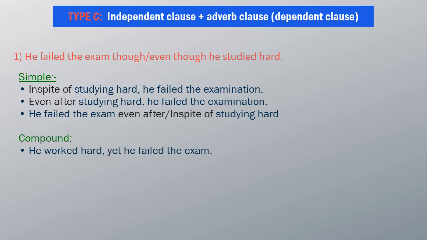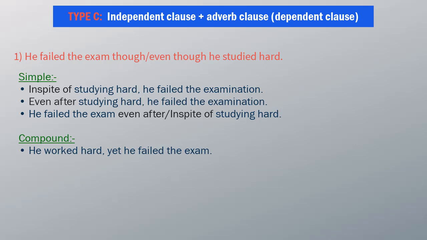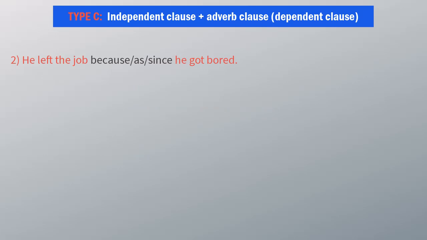Okay, now I have a task for you. Look at the example on the screen. Now you guys have to change it into a simple and a compound sentence. Pause the video, do it. I hope you guys have done it. I'll show you the answer at the end of the video as well. Okay, let's move to the next example.